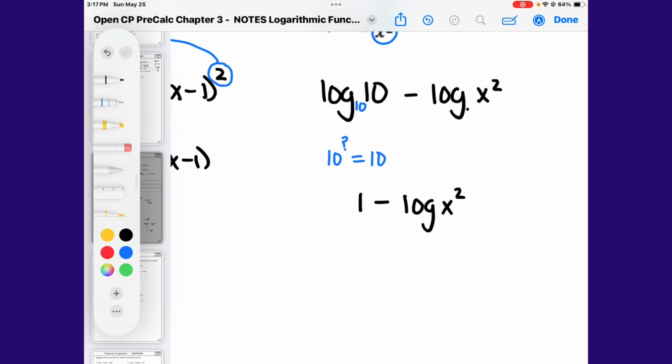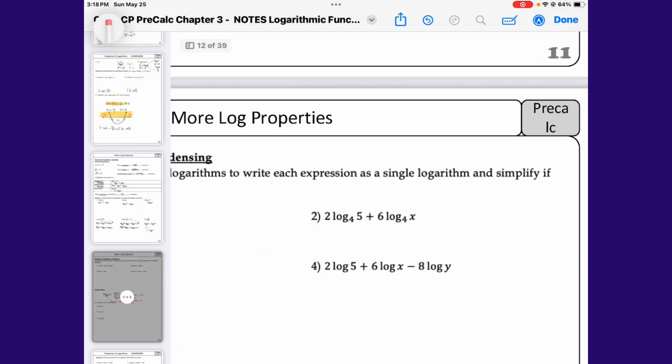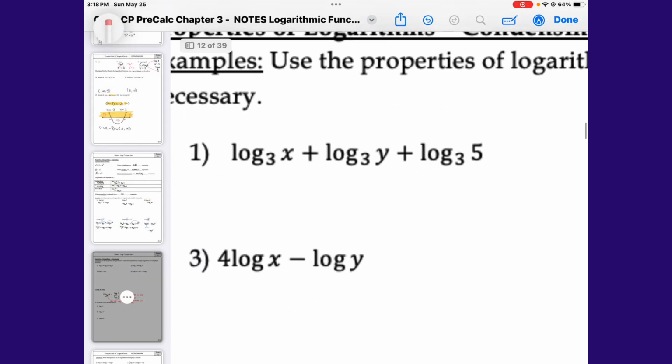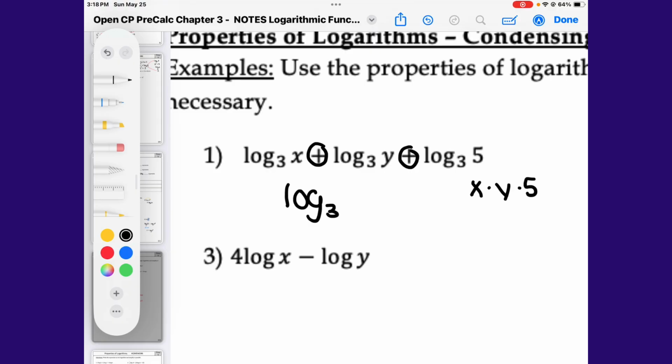Let me show you how to do that in reverse. So let's say that I have my logs and I want to bring them together. Here I have 3 logs and I have addition, so this is going to turn into multiplication. So it's going to be 1 log base 3, and I have to multiply x times y times 5. I'm just going to put them in order like I would if this was just an expression.